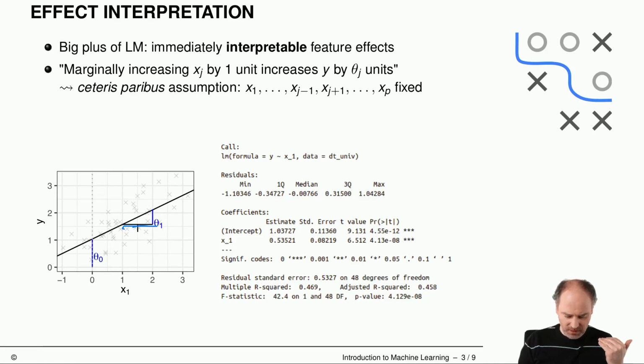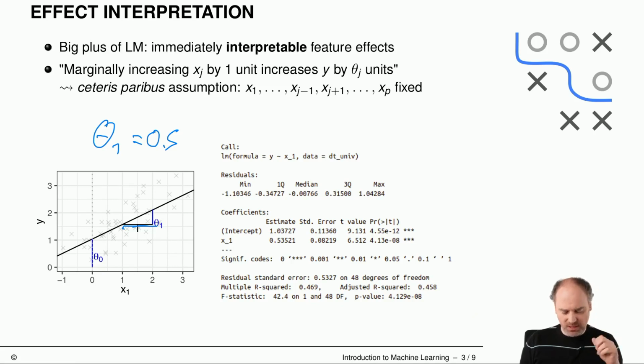This would mean that, let's take exactly the coefficient that we have in this picture. This might be something like 0.5, right? So if we increase x1 by 1 unit, then the outcome would change by 0.5 units.